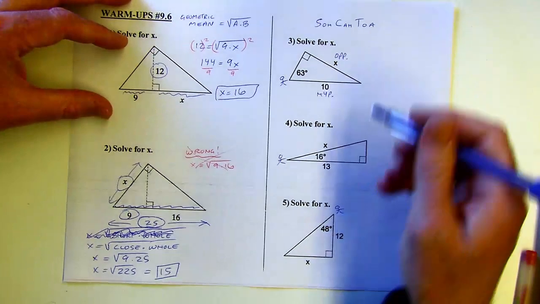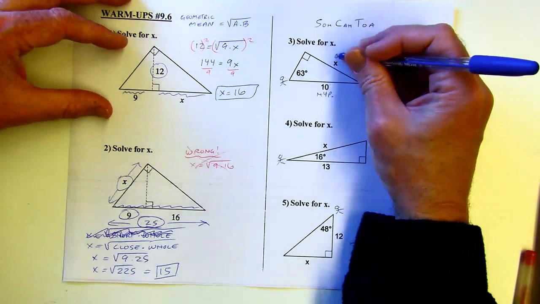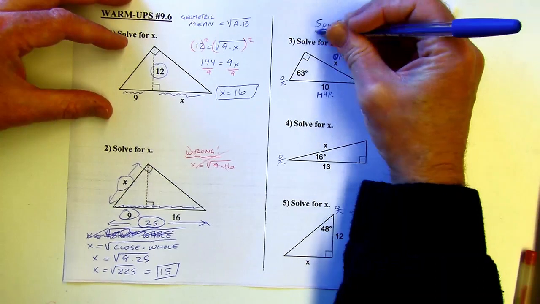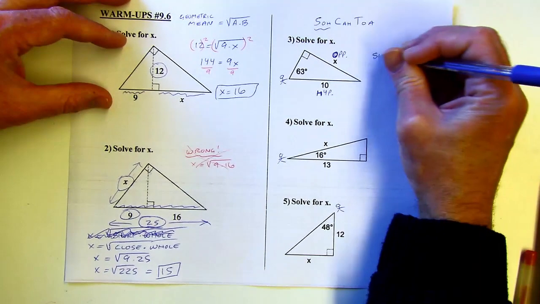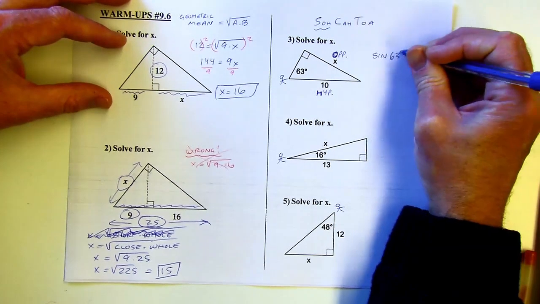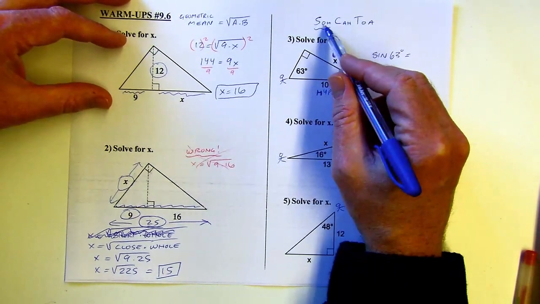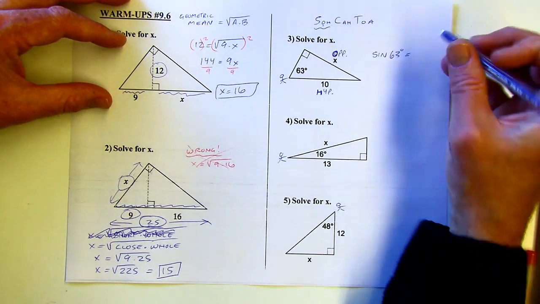Okay, so that's going to help me figure out which of the three pieces. So I'm looking for one that uses an O and an H, the opposite and the hypotenuse. That would be sine here. I have to use sine. So I'm going to say sine of, I want to say where I am. I'm at the 63-degree angle. Sine of 63 is going to equal opposite over hypotenuse. Opposite over, so it's the first letter over the second one. So x over 10 here.